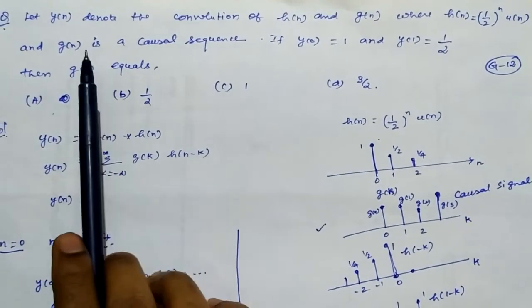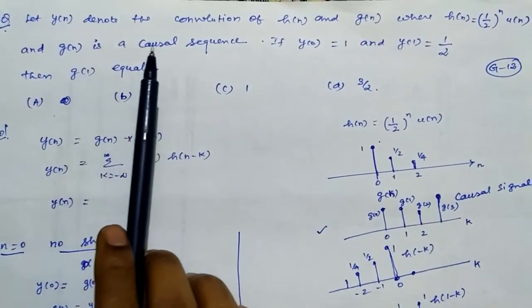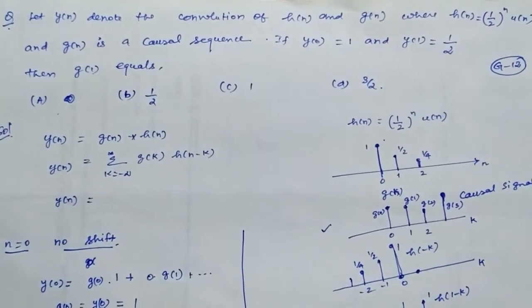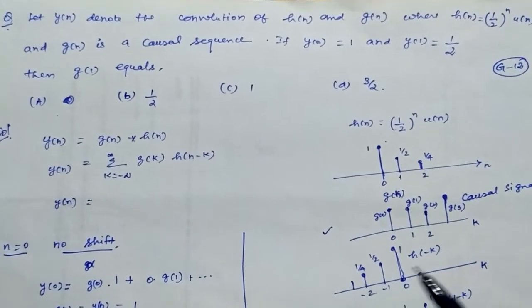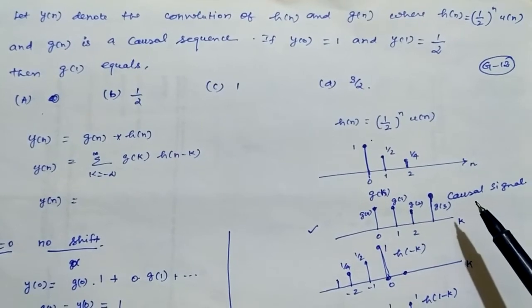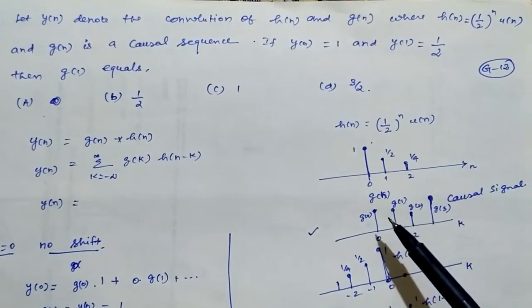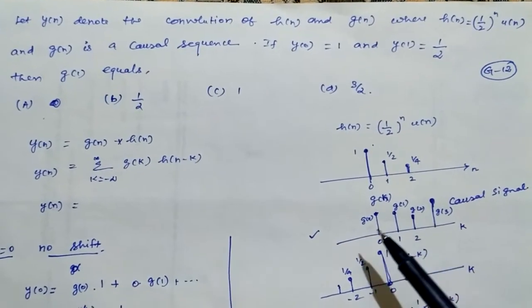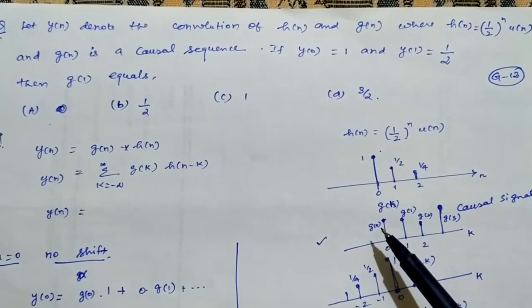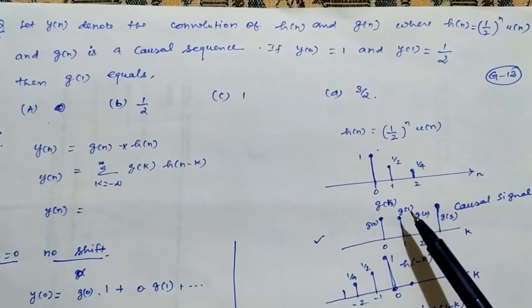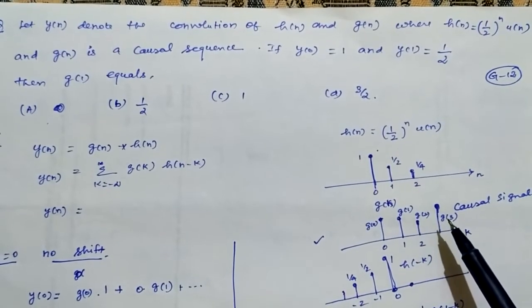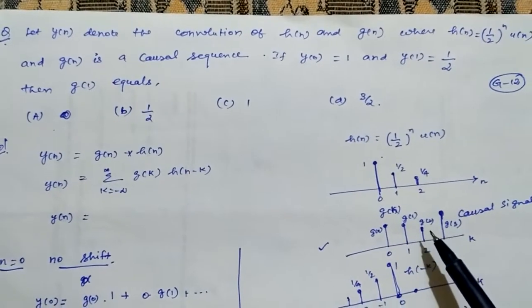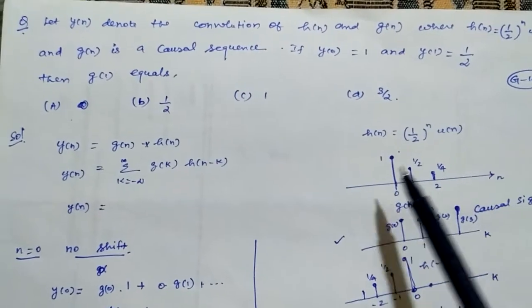Now here again this g of n is given as a causal sequence. Causal means that the function exists only in the positive sequence. So the values may be anything: let me take g of 0, g of 1, g of 2, g of 3. We do not know the values.